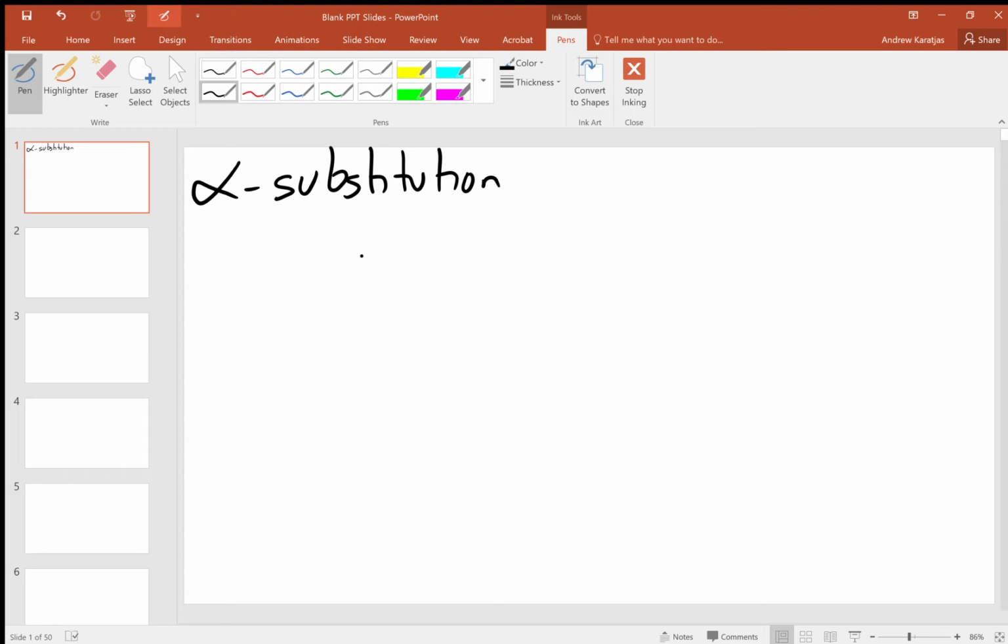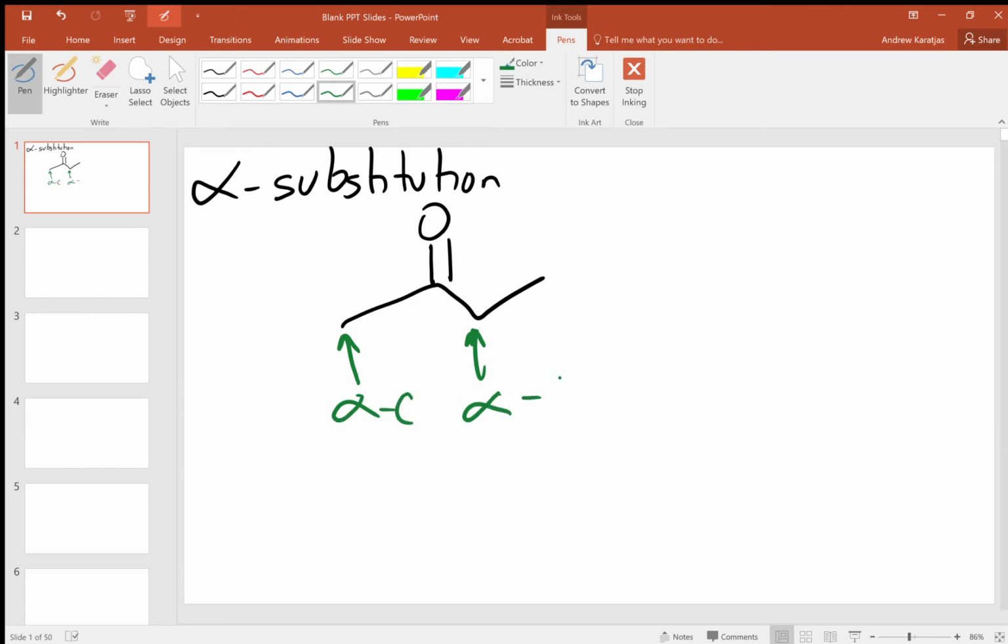So what do we mean by alpha substitution? So first of all, either of the carbons that are adjacent to the carbonyl can be considered the alpha carbon. And we can name carbons as we go further away from the carbonyl as beta and so on. But it's the alpha one that we're interested in most of all. And that's because that alpha carbon is acidic.